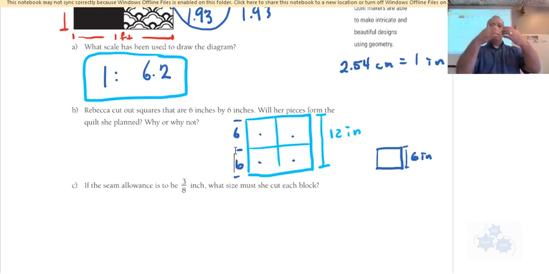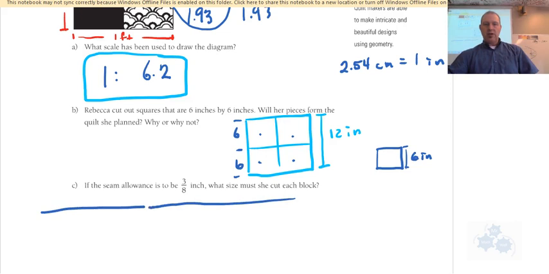On all of your clothes, jeans, shirts, everything, there's a seam where 2 pieces come together. When they butt up against each other, you need a little piece down here where you can sew them together. And that's the seam allowance.